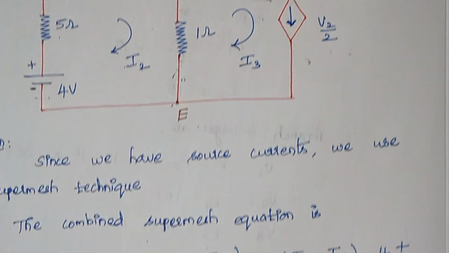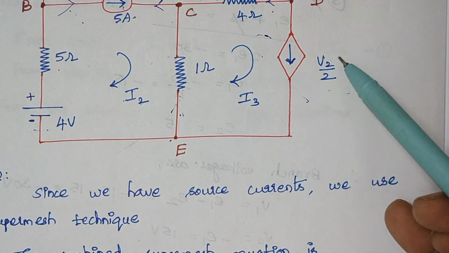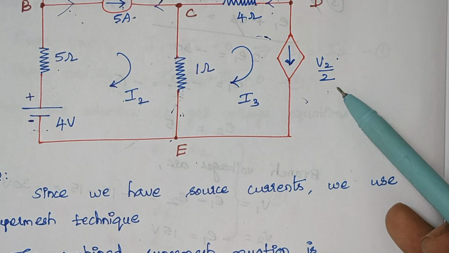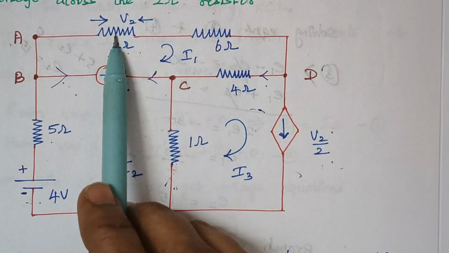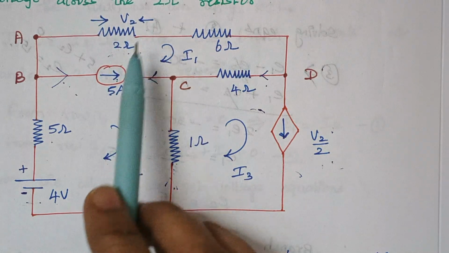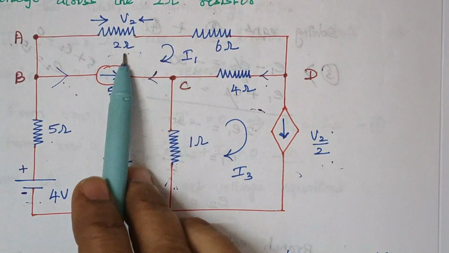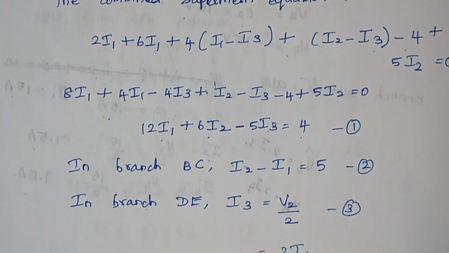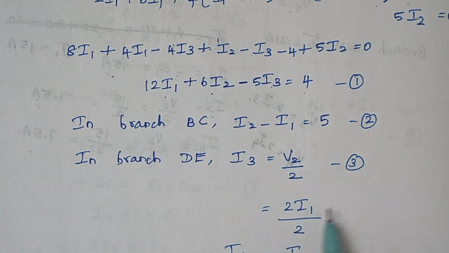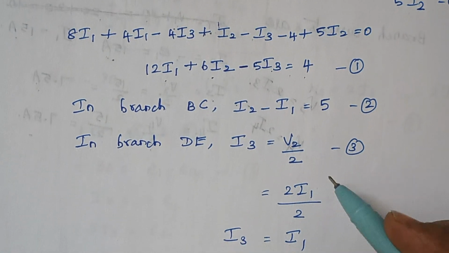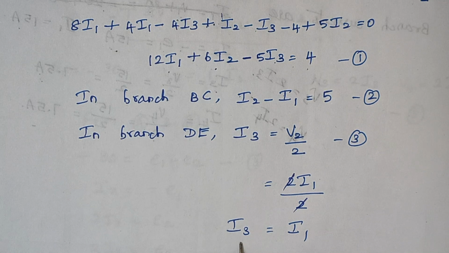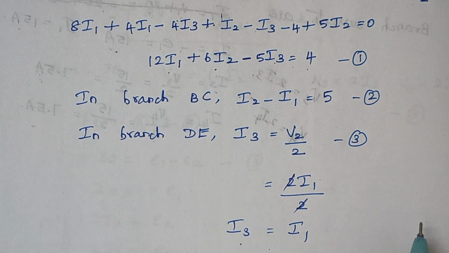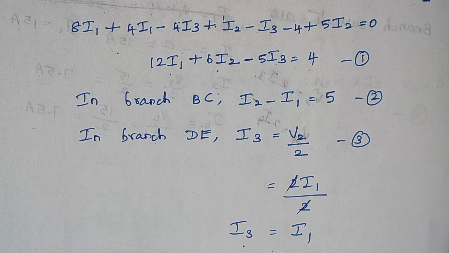And finally here I3. So I3 is nothing but V2 by 2. Right. So what is V2? V2 is nothing but voltage drop across this 2 ohm resistor. So here V2 is nothing but 2 times of I1. Therefore, here just substitute the values. V2 is 2I1 by 2. And again this 2 and 2 they cancel each other. And finally the value of I3 is equal to I1. Right. So these are all the basic equations.